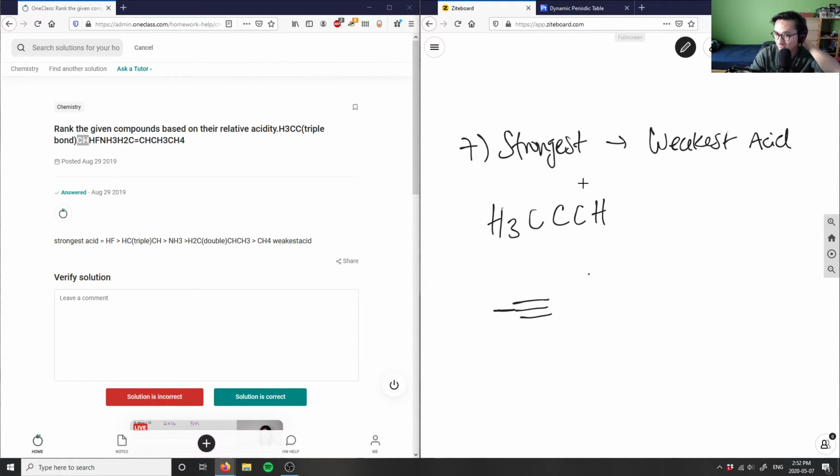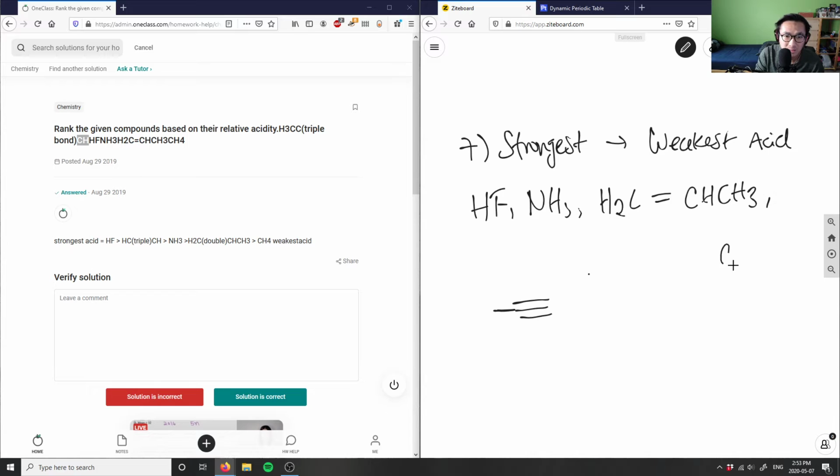So that's the first one. This is just a formatting issue that's screwing me up here. And then I have HF, and then NH3, and then H2C double bond CH3, and then CH4, right?